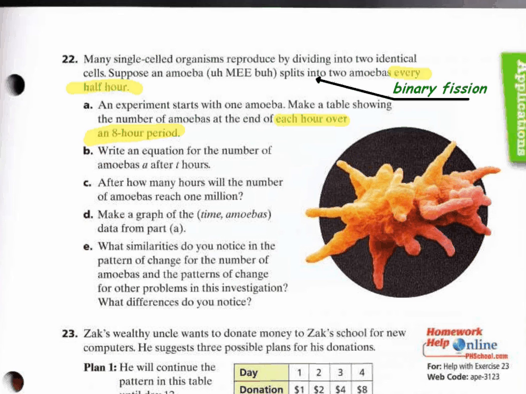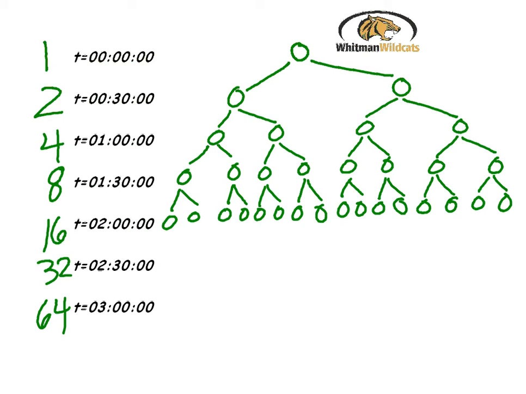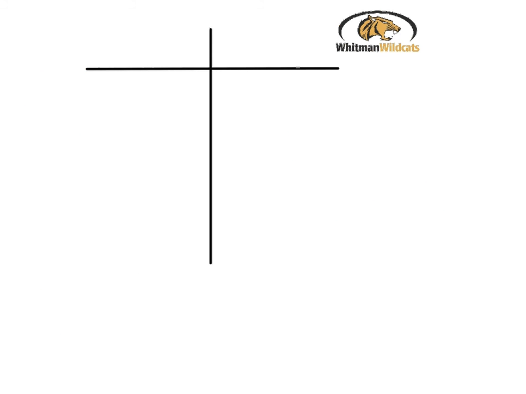And when we look back at the problem, we're only interested in each hour, not the half-hour marks. So after half an hour when we have 2 amoeba, not interested in that info. After an hour and a half, not going to be part of our table. After 2.5 hours, again, not part of our table. So let's make this table already.